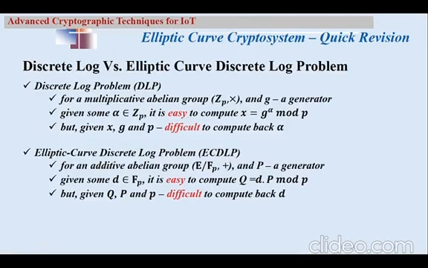Now, what is the elliptic curve discrete log problem? This is very important. What is ECDLP? I think you have already been introduced to the discrete log problem, DLP, by the TAs when they discussed it. So what is the discrete log problem? There we have an abelian group Zp with multiplication. Zp is the set and multiplication is the operator, and g is the generator of that group.